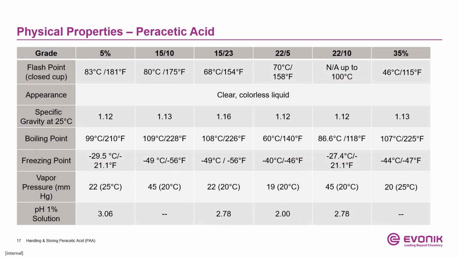Physically, the characteristics of peracetic acid are similar across the various formulations that Evonik manufactures. It is a clear liquid with a stinging, pungent, vinegar-like odor. It has a specific gravity that is slightly higher than water. Its boiling point varies with grade and concentration, and it has a freezing point much lower than water. A 1% solution has a pH of approximately 2 to 3.